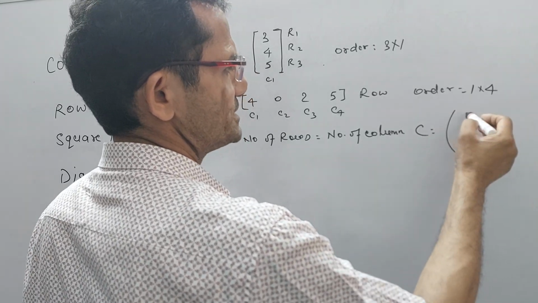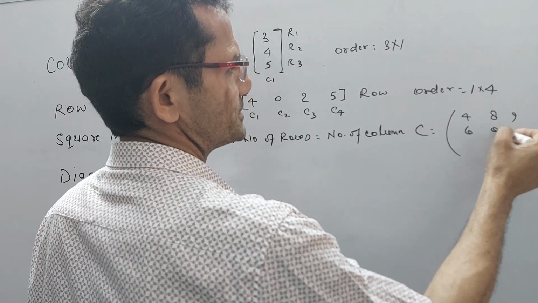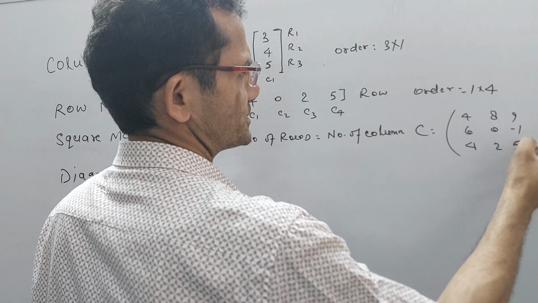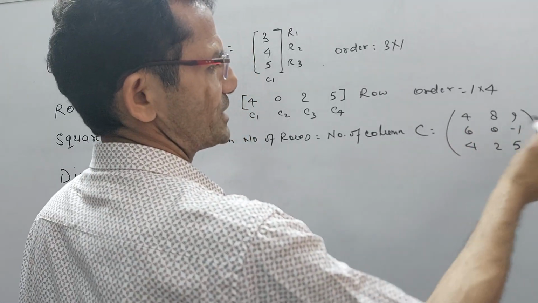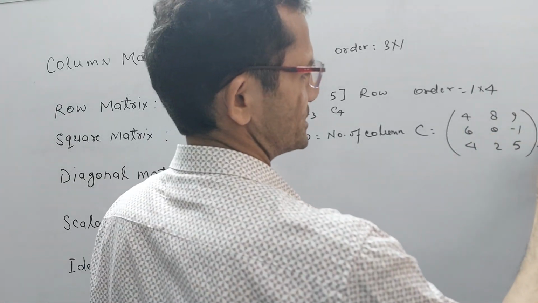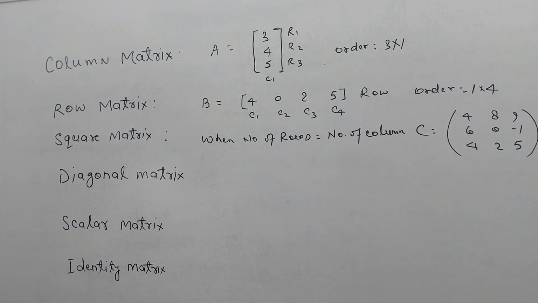Now its elements are 4, 8, 9, 6, 0, minus 1, 4, 2 and 5. So this is the matrix. It has 3 rows, first row, second row and third row, and first column, second column, third column. Now its order becomes 3 cross 3. So the number of rows is equal to the number of columns, then it is called a square matrix.